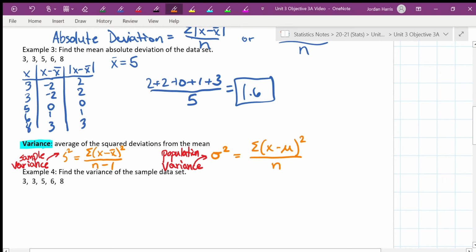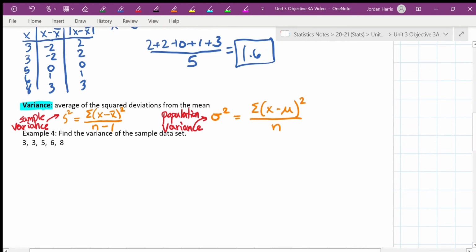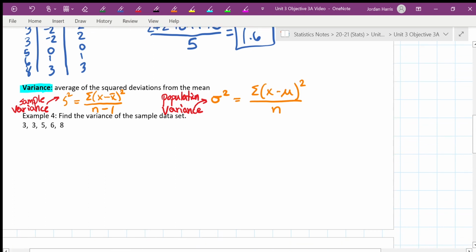So notice, you've got to really understand this. The sample variance has a slightly different formula than anything else we deal with, right? We divide by n a lot, for mean absolute deviation and for population variance, but we divide by n minus 1 for that correction factor. That's something you definitely need to remember.